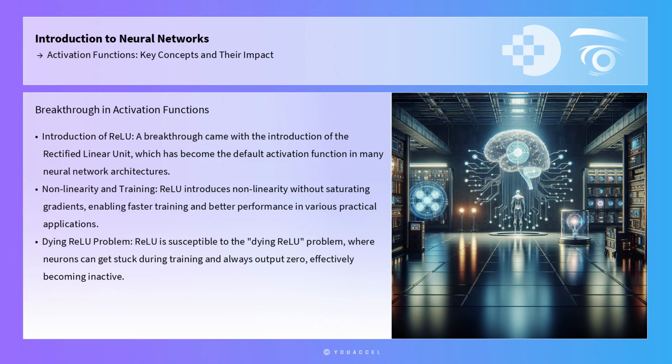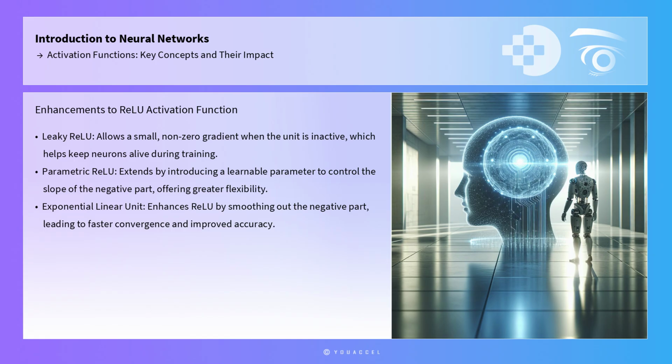effectively becoming inactive. To address the limitations of ReLU, several variants have been proposed, including leaky ReLU, parametric ReLU, and exponential linear unit. Leaky ReLU allows a small, non-zero gradient when the unit is inactive, which helps keep neurons alive during training. PReLU extends this idea by introducing a learnable parameter to control the slope of the negative part, offering greater flexibility and potentially improving network performance. ELU further enhances ReLU by smoothing out the negative part, leading to faster convergence and improved accuracy in many scenarios.